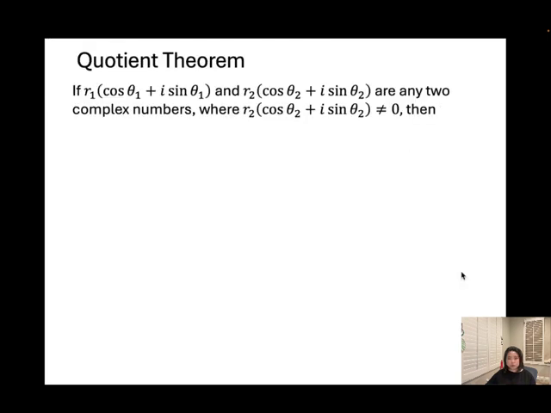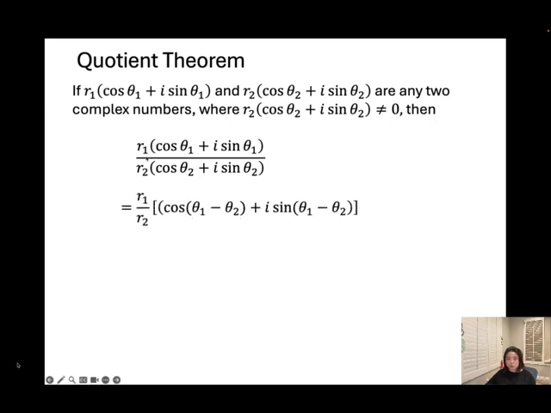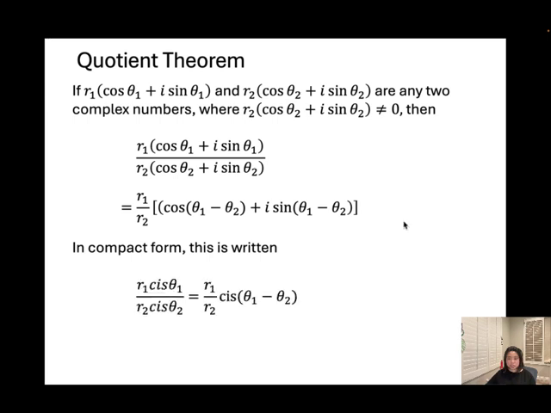Quotient theorem. If I have two complex numbers in polar form, and given that r2 (cosine theta 2 plus i sine theta 2) is not equal to 0, and I want to do the division, what you're going to do is divide r1 over r2. And this time, the theta will be subtracted: theta 1 minus theta 2. In the notation, you could put r1 over r2, cis of theta 1 minus theta 2.